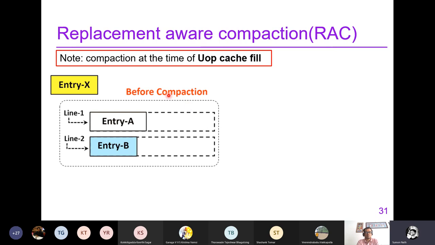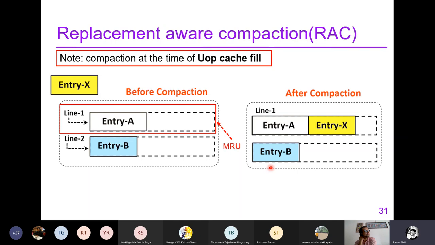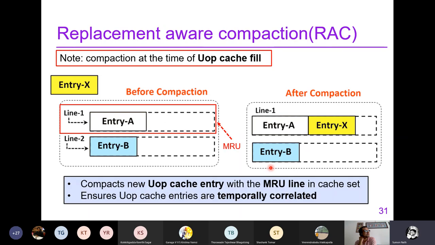And yeah, so this entry X is the new entry that's ready to be filled into the cache. And before compaction, this is the state of a particular micro-op cache set. And what this method tries to do is compact the new entry with the MRU line, which is the most recently used cache line. And it does this because it ensures that the micro-op cache entries are temporally correlated.